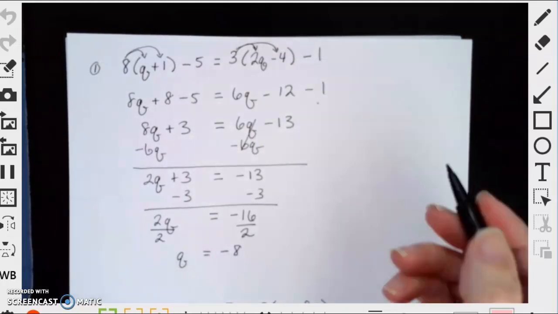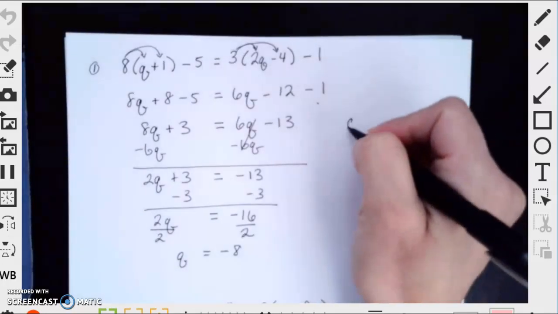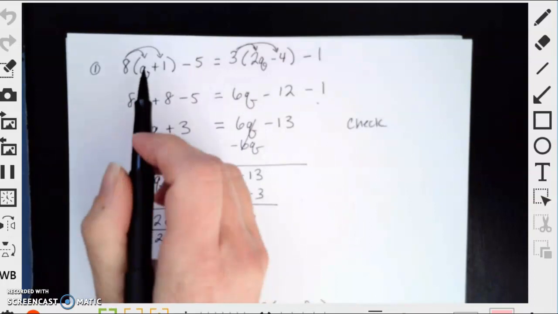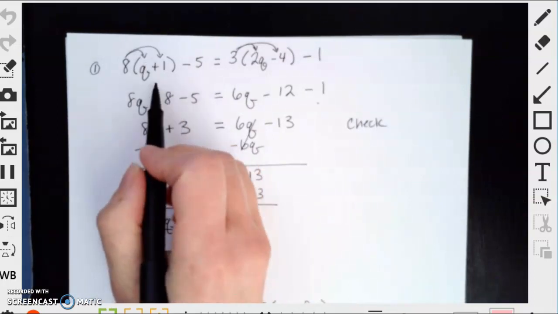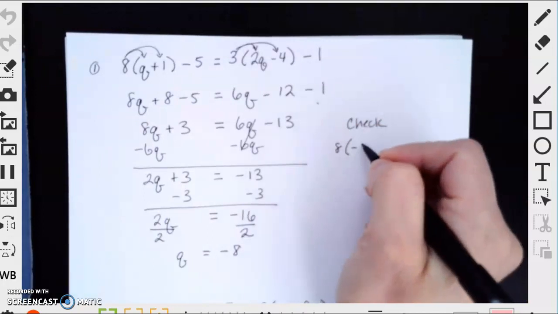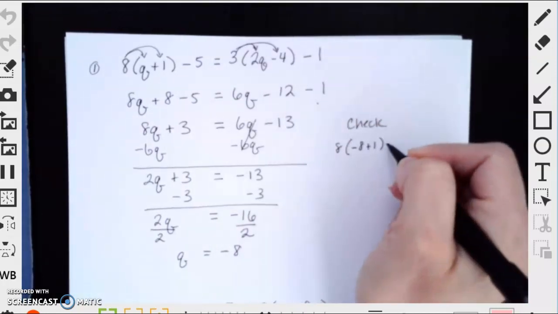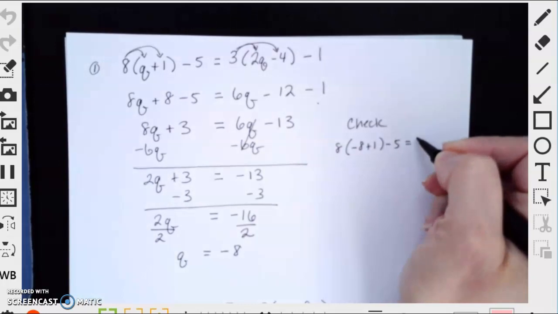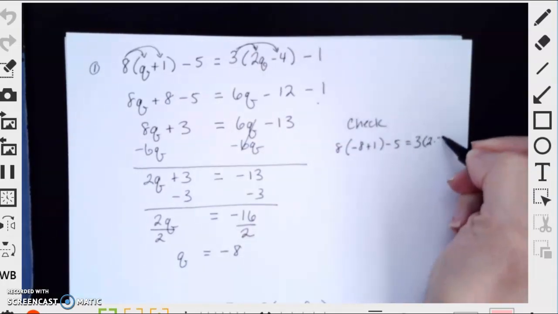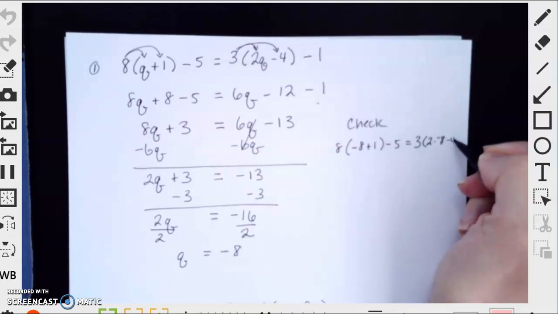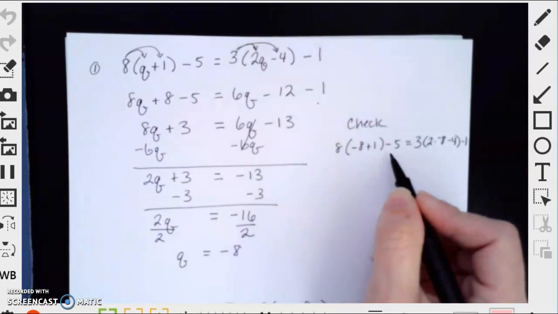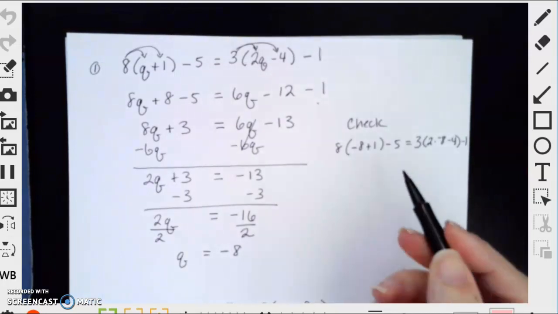I can check that solution by substituting that value into the original equation for q. So 8 parentheses, negative 8 plus 1, minus 5 equals 3 parentheses, 2 times negative 8, I'm squeezing this in, minus 4, minus 1. Just fit that in there. All right, so I'm just going to simplify each side using order of operations.